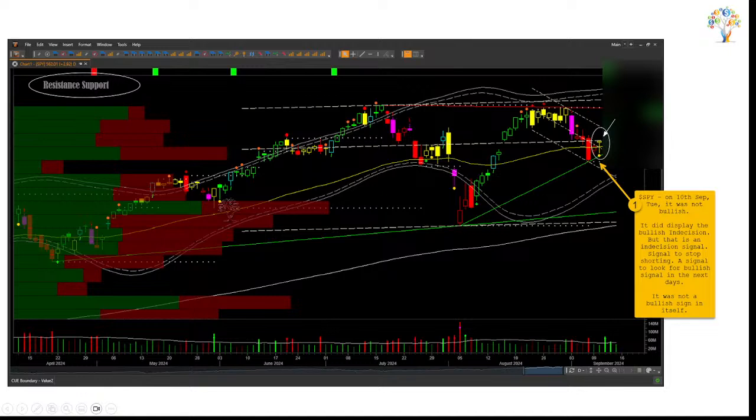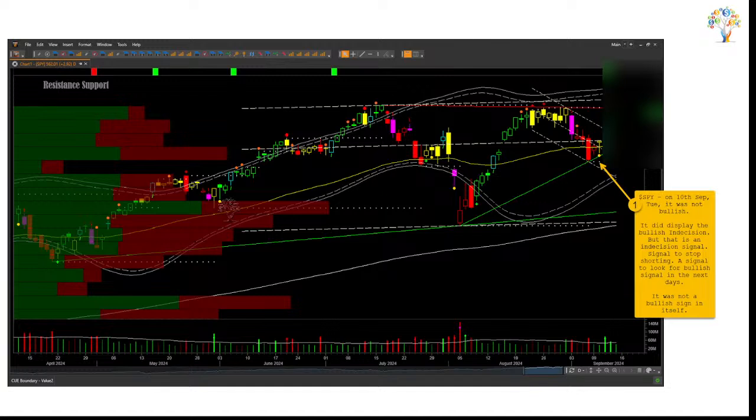Yes, leaders index also displayed bullish indecision. SPY is also doing that. But like mega cap index, SPY did not turn bullish in terms of momentum or flow color or traffic light color. The indecision itself could be taken as a sign to stop shorting, a bullish indecision, but it was not a sign to buy. So SPY itself and probably the other market ETFs also did not flash any buy signal on Tuesday, 10th September.